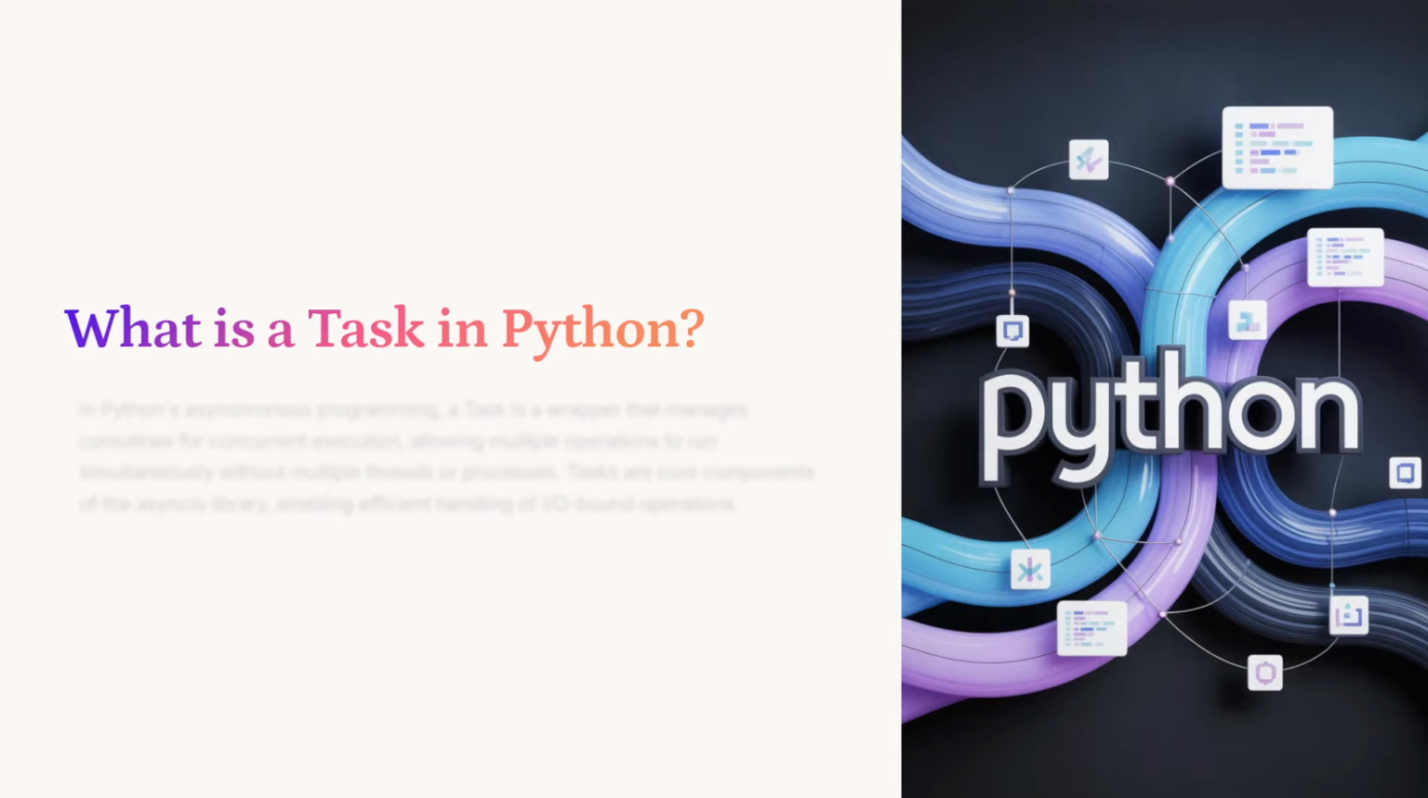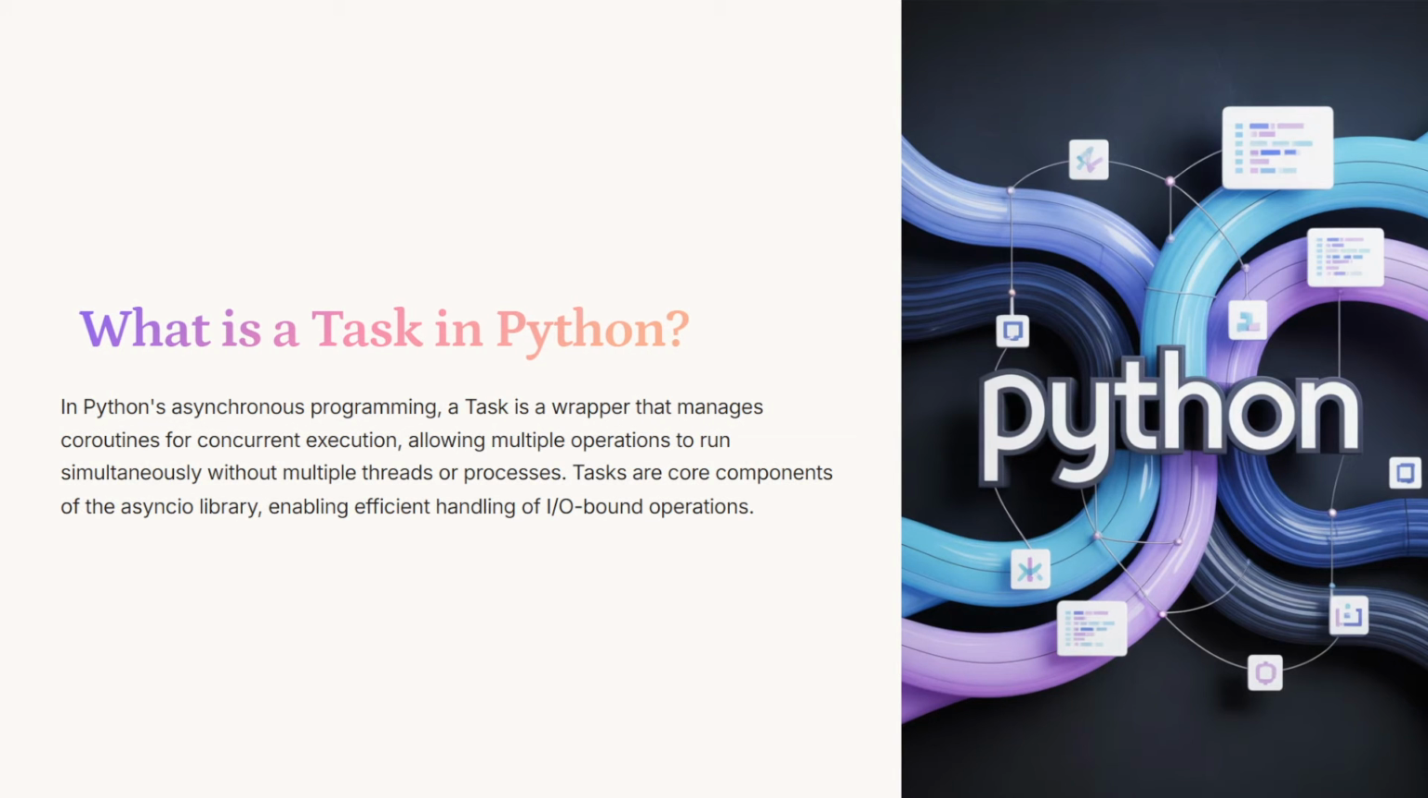Today we are looking at a task in Python. What exactly is a task in Python? In Python's asynchronous programming, a task is a wrapper that manages coroutines for concurrent execution, allowing multiple operations to run simultaneously without multiple threads or processes. And tasks are core components of the asyncio library, enabling efficient handling of input-output bound operations.